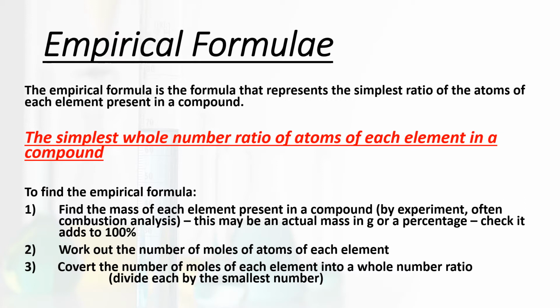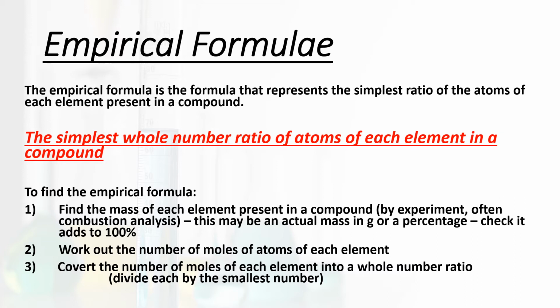And so to find the empirical formula, we're going to find the mass of each element present in a compound. This is done by experiment, often by something called combustion analysis, essentially seeing how much carbon dioxide, how much water, how much nitrogen dioxide is produced. Now this may be an actual mass in grams, or it might be a percentage. It might say that there is 50% carbon, 25% hydrogen, something like that.